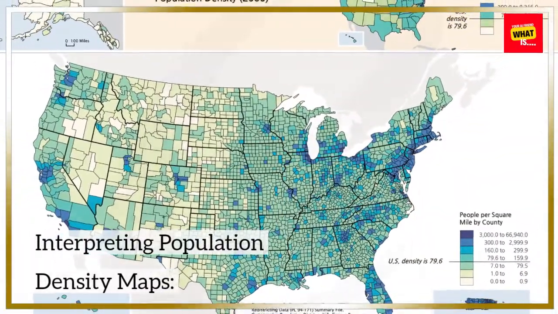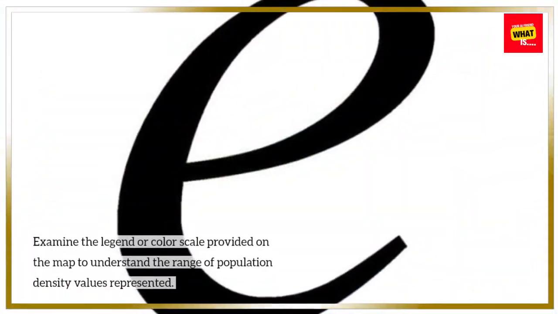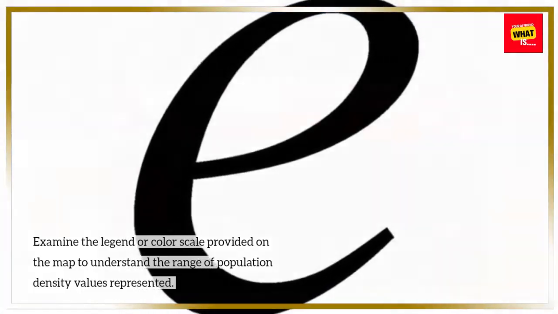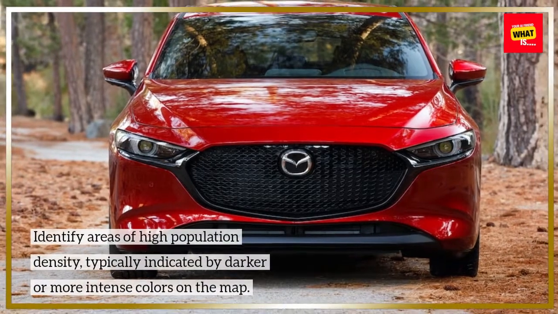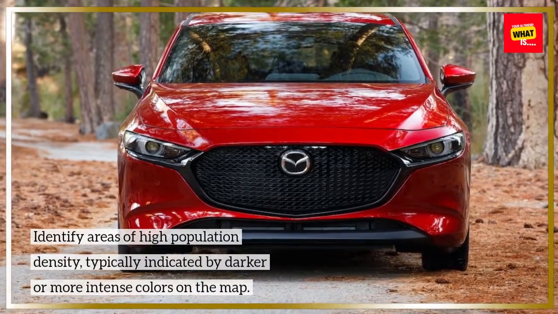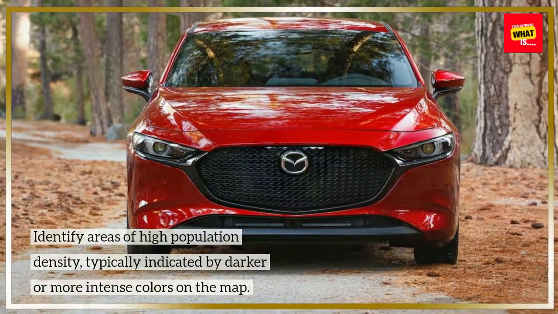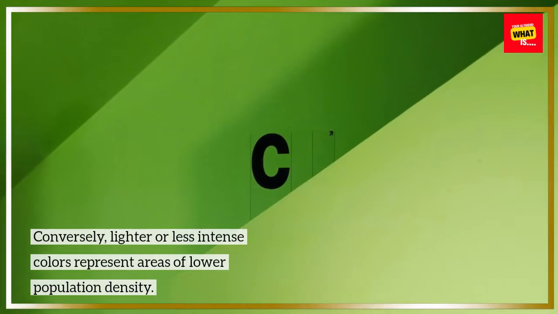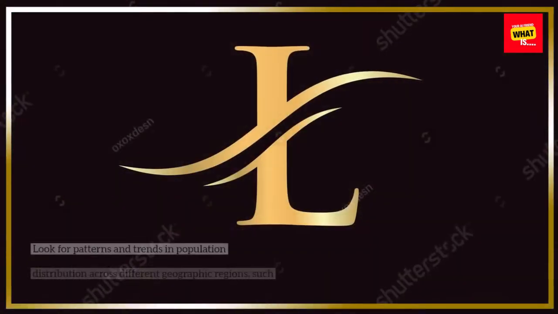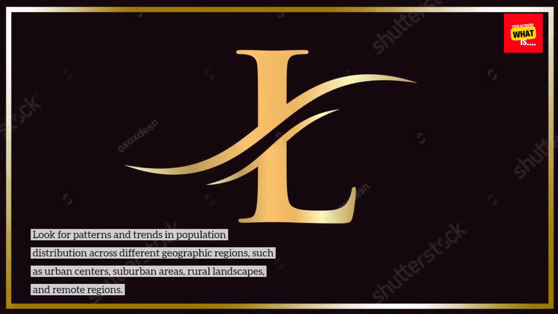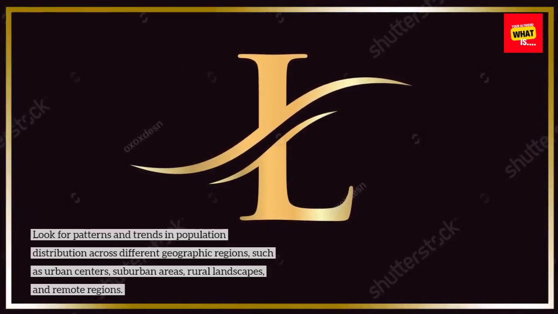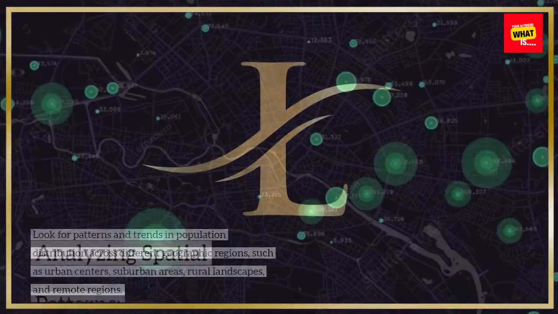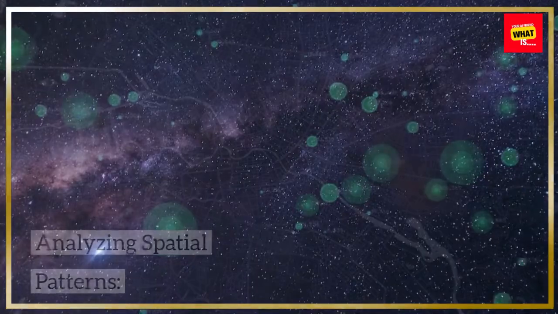Interpreting population density maps. Examine the legend or color scale provided on the map to understand the range of population density values represented. Identify areas of high population density, typically indicated by darker or more intense colors on the map. Conversely, lighter or less intense colors represent areas of lower population density. Look for patterns and trends in population distribution across different geographic regions, such as urban centers, suburban areas, rural landscapes, and remote regions.